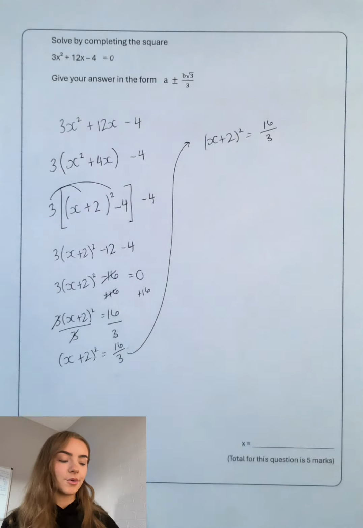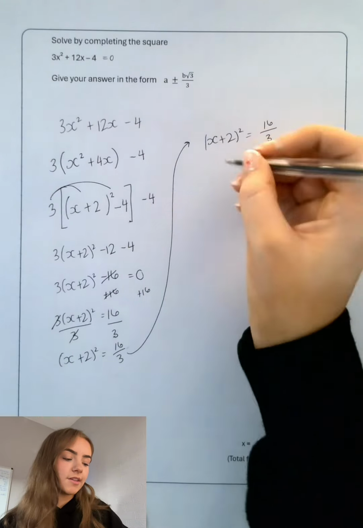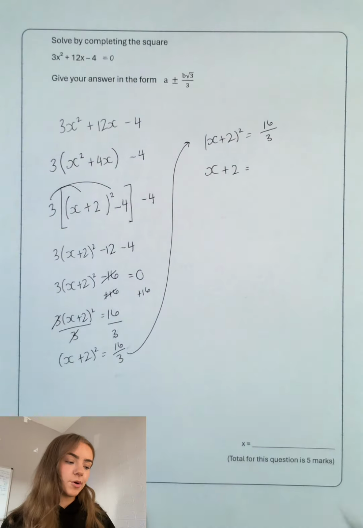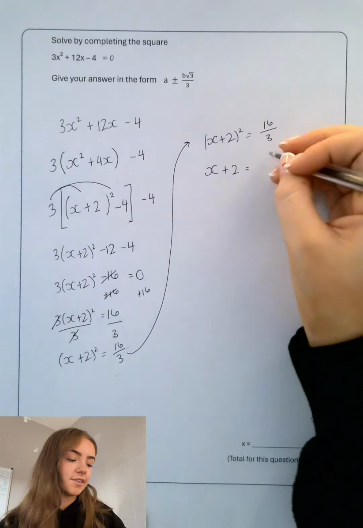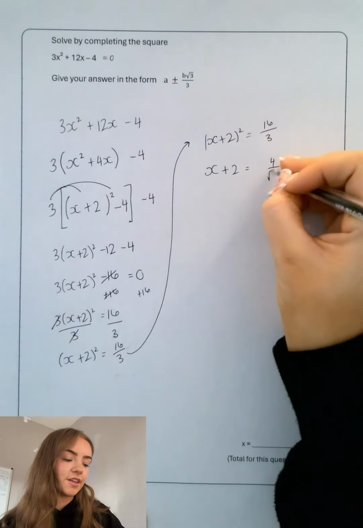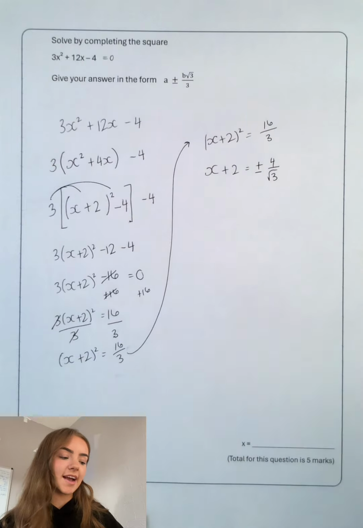This bracket is squared, so let's do the opposite, which is square root both sides. When we square root the left-hand side, we'll just be left with what's inside the bracket, x + 2. And when we square root the right-hand side, well, the square root of 16 is 4, and the square root of 3 isn't a rational number, so we'll just leave it as a root 3. And when we root something, we could have a positive or a negative value.